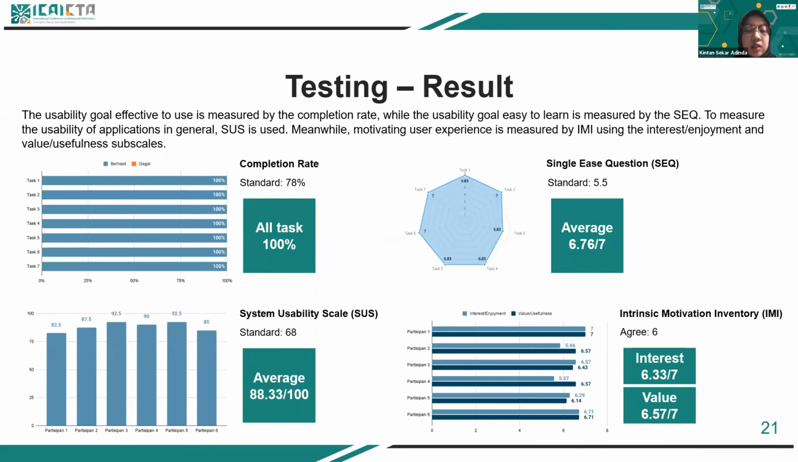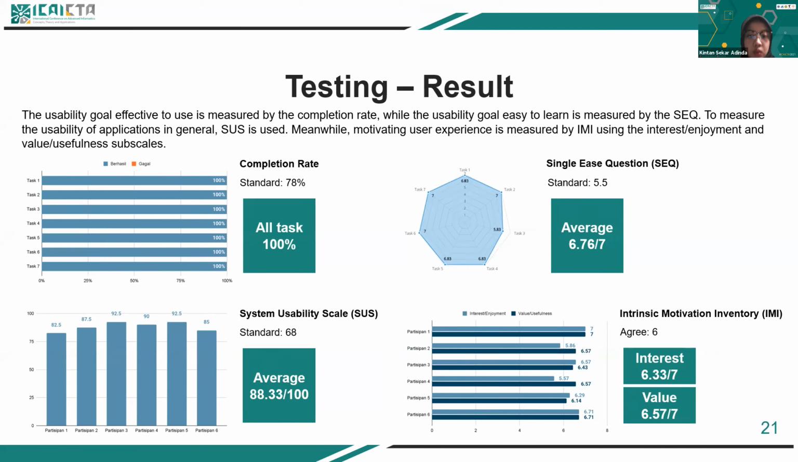These are the results of usability testing of the last iteration of the development. The completion rate of task is the percentage of the number of users who successfully completed the task, and it's 100% for all the respondents. And for the SEQ, it's a 7-point rating scale for assessing how difficult it is for a user to complete a task, and it scored 6.76. Which is higher than standard.